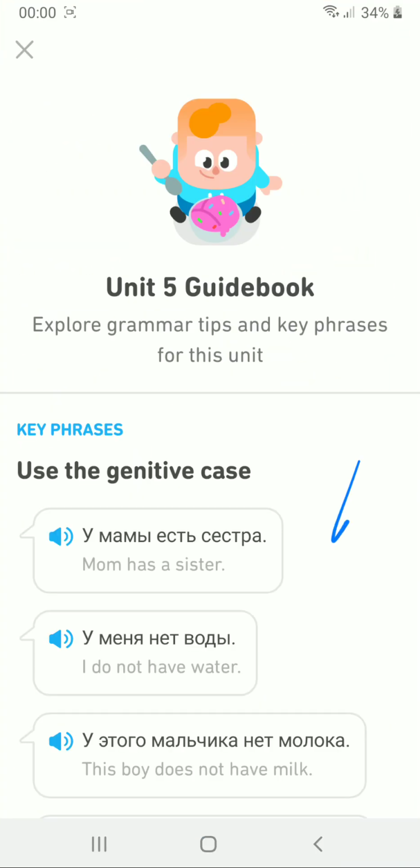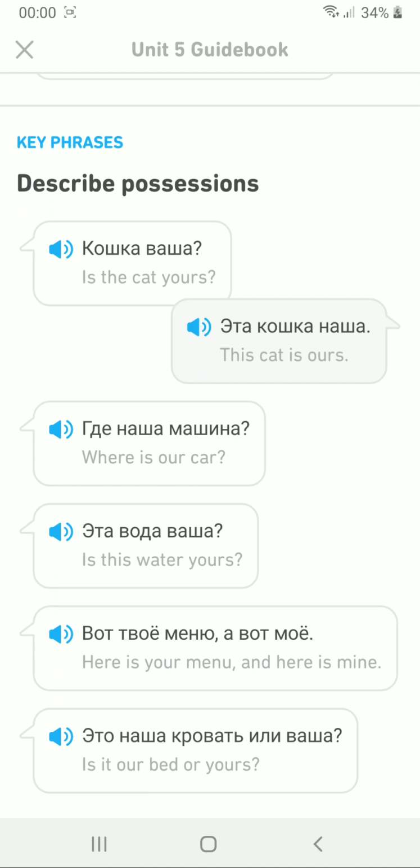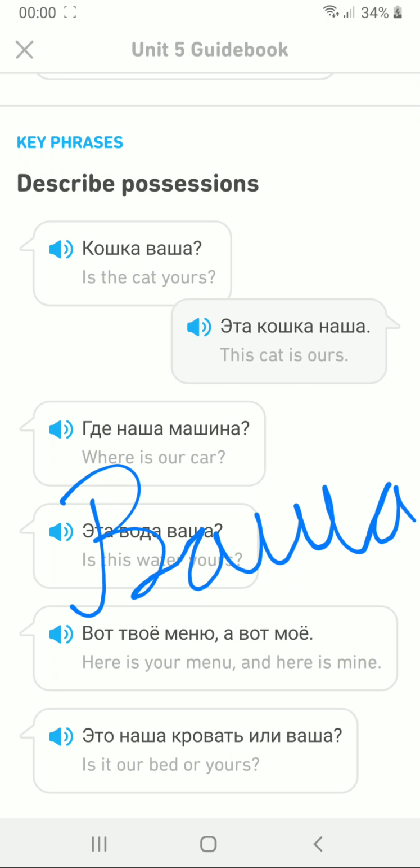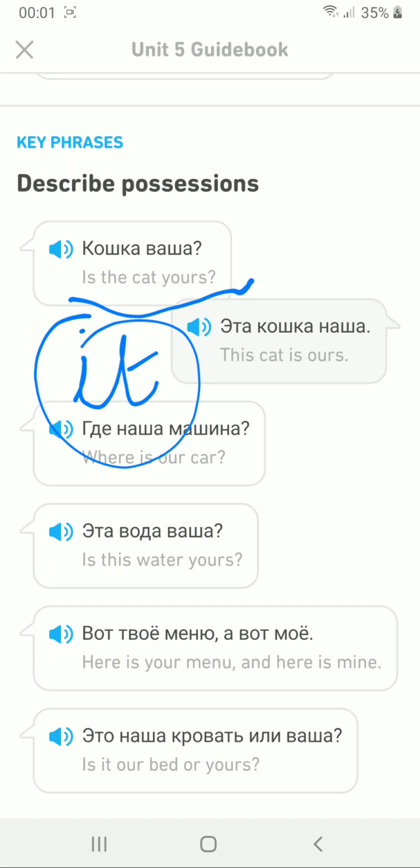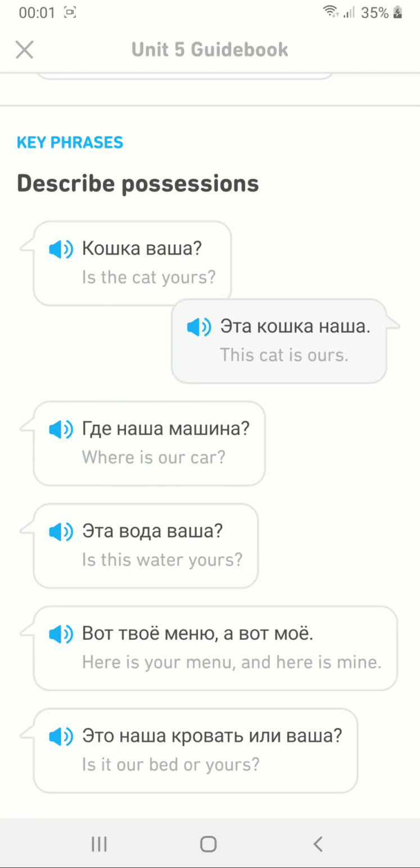Here we are. So we were having fun with this. We notice Vasha here. That's why I went there, because Koshka Vasha. I could also say Vasha Koshka. I could have asked like this, and it still would be correct. But in English, it has a different form. So, is the cat yours? Is it your cat? But you're not using this subject pronoun here.